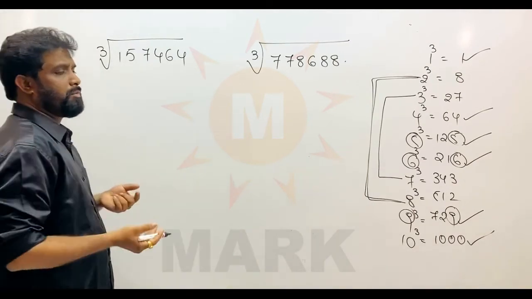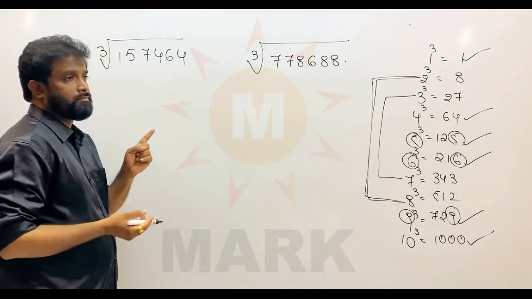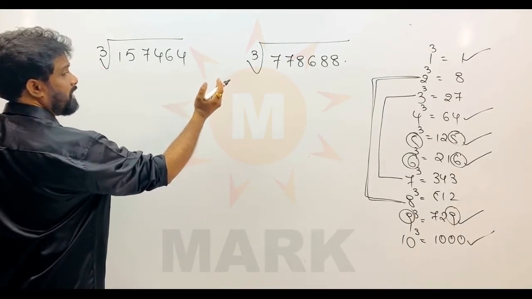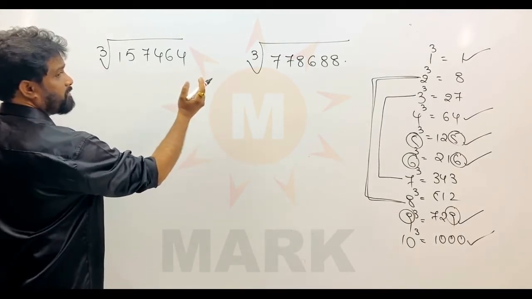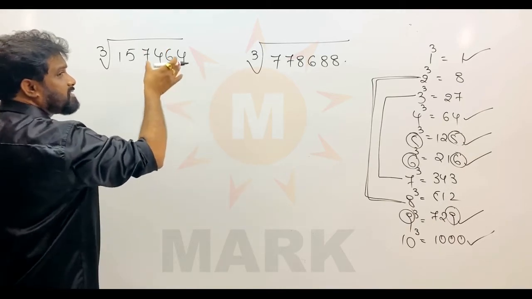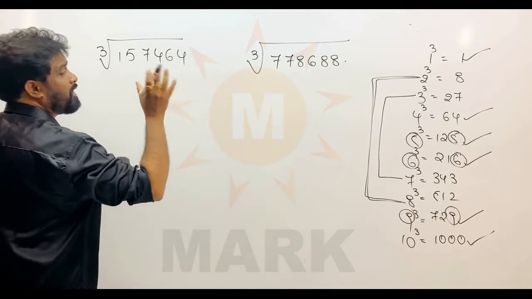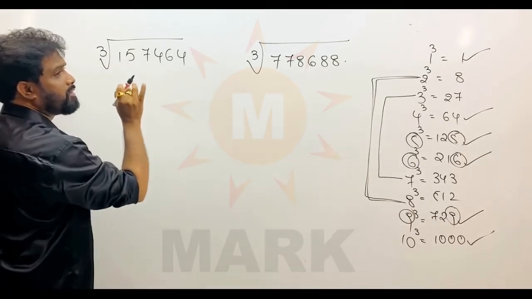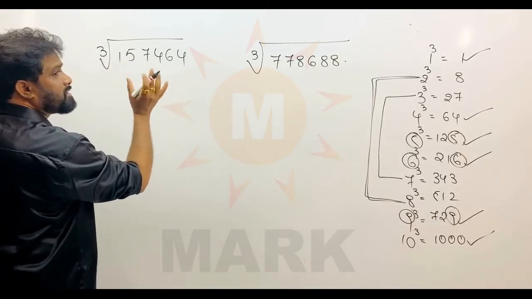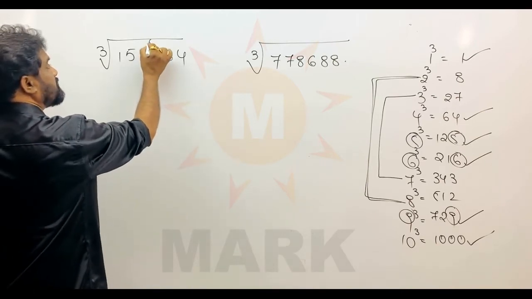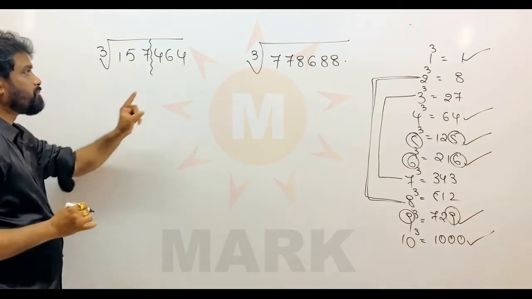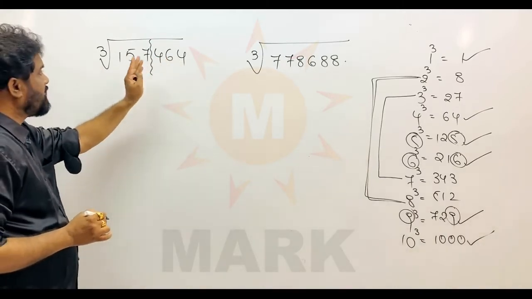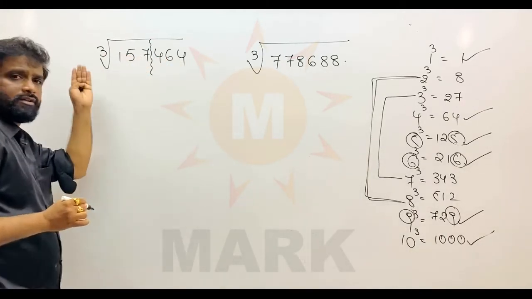So generally we know, my dear friends, in the method of square root, the shortcut, what we will do, starting from the units place, we will divide the sections as a section of 2 numbers. But this is cube root, right? Cube root means third root. So we will divide the numbers into the sections of 3 numbers. So 464, starting from the units place, 464 is one category. Remaining 157 goes into the second category.